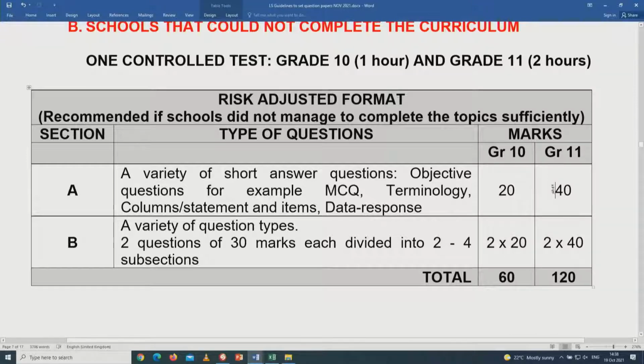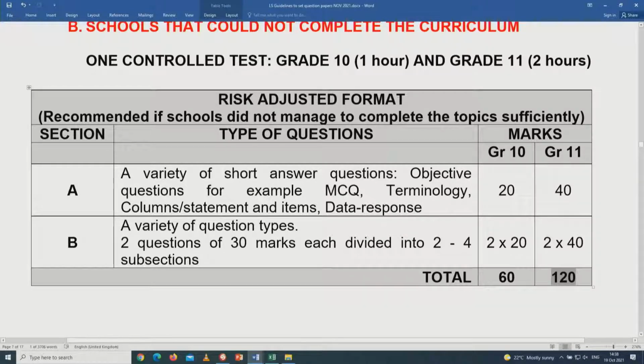And then the same with grade 11. For 120 marks, it's 3 times 40-mark questions. 40 for section A, 2 times 40 for section B. Same story. That 40 in section A, of course, comes from these different types. And go to past papers.